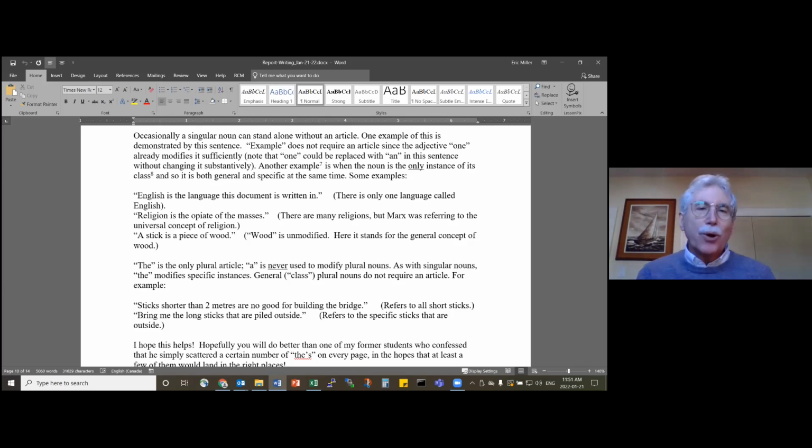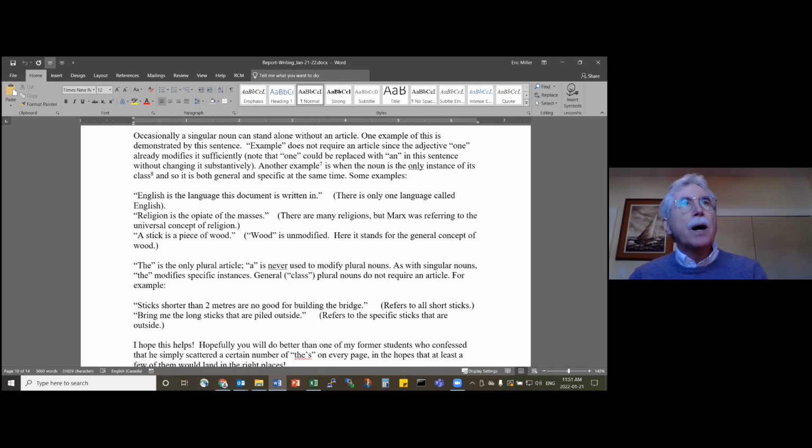Quoting Marx, "Religion is the opiate of the masses." Religion, I mean, there's many religions, but here he's talking about the generic class of religions instead. So it's not "the religion" or "a religion," it's all religions. It doesn't need modifying. "A stick is a piece of wood." Wood isn't modified because, again, we're using it in a very generic way. So it's either there is only one instance of this, like English, or we are talking about an absolute generic abstraction of all wood, all religions, and so forth. Okay, so that's singular articles.